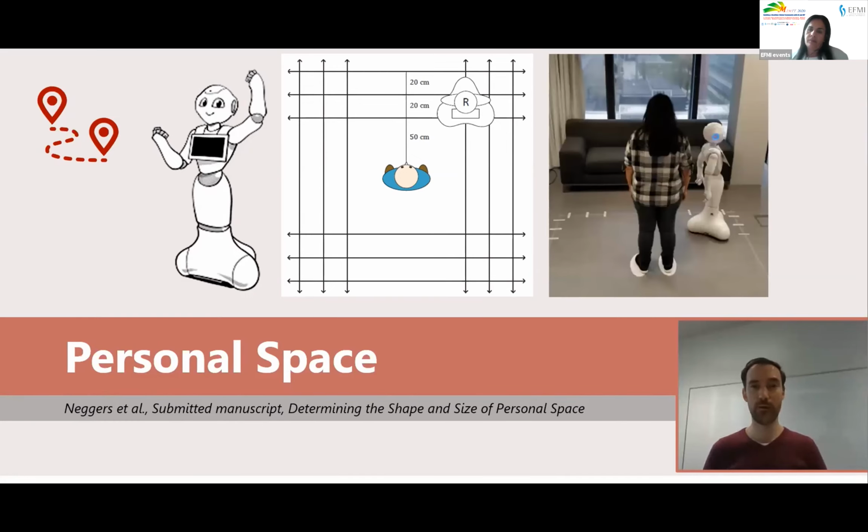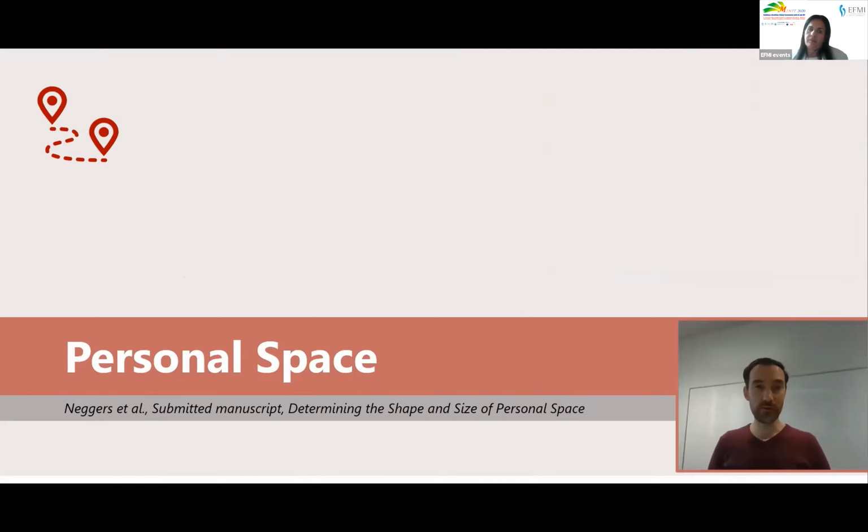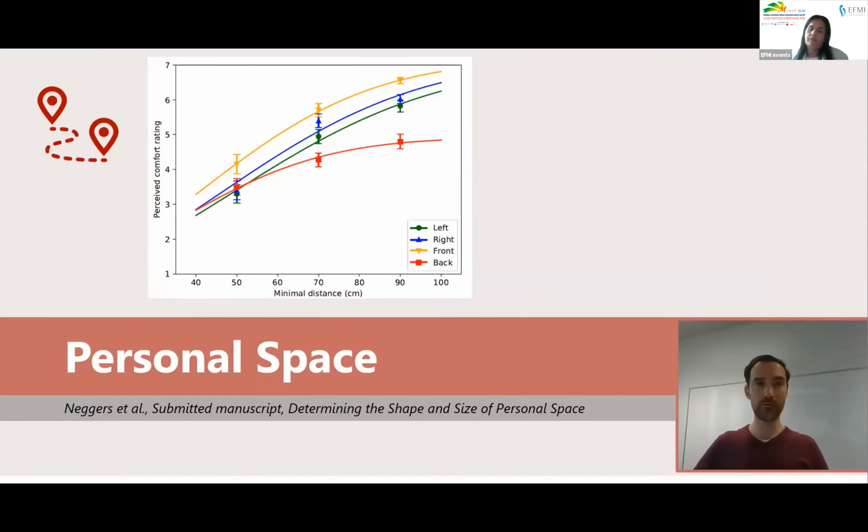This is a picture from our lab environment where we have a participant standing in the middle of the space and a robot is just driving around. What we see here is very interesting. What we did not expect was to find very big differences in how big personal space would be at the different angles. So when we modeled the perceived comfort at the four different angles, a robot passing in front of you, behind you, on your left and on your right, we see that there are not very big differences between three of those angles, but there is a big difference with one of those.